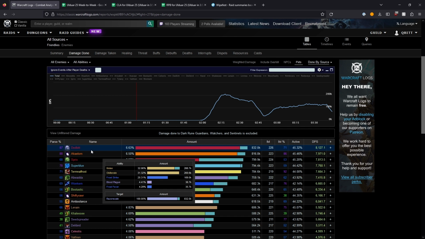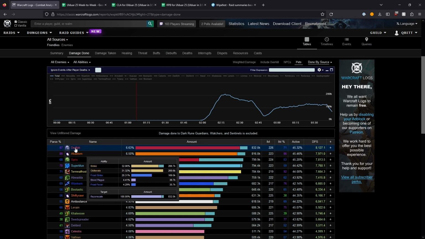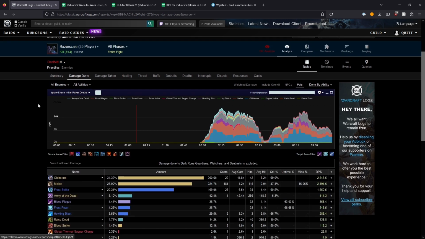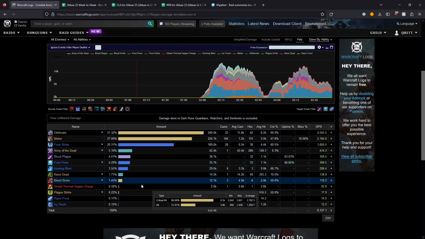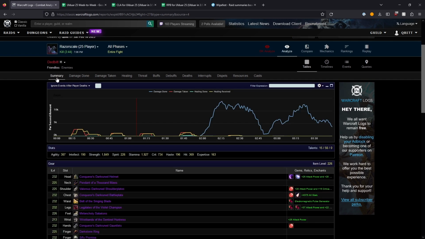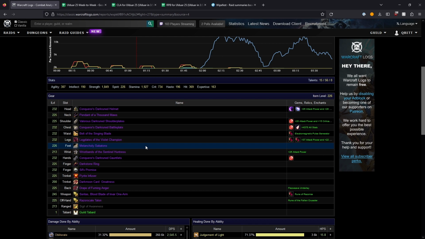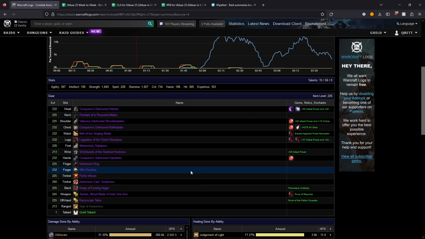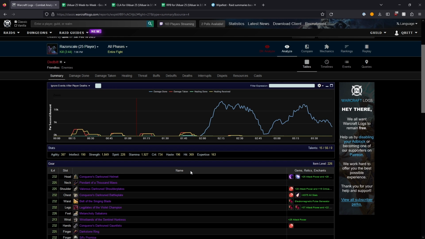If you mouse over any particular name, you get a quick summary of where their damage was coming from. It gives a percentile, what their 5 strongest abilities were, and how much that accounted for their DPS. If you click on a name, it changes the filter up here, and you can get a more detailed view of that. If you go into summary with a name, you can get a list of gear and current enchants. This is useful if you're comparing yourself to a particular individual and you want to see what some differences might be.